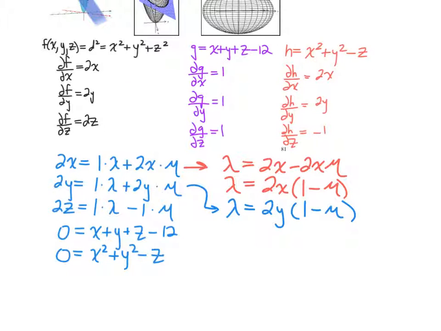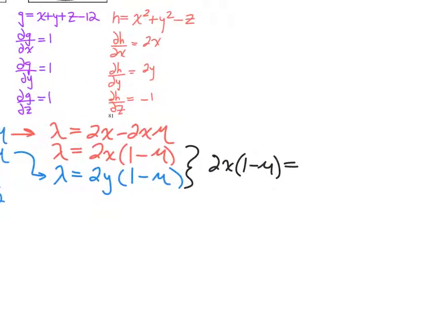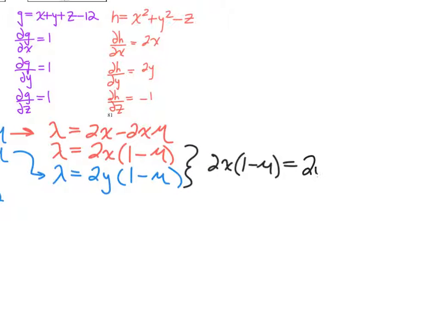So from this relationship, I can actually draw a nice conclusion, right? Because I set these two equal to one another, I get 2x times 1 minus mu is equal to 2y times 1 minus mu. I don't know what mu is yet, but I do know that a consequence of this has to be that x and y are the same, because they're the only things that differ from one side of the equation to the other. So that's going to allow a substitution down the line. All right.